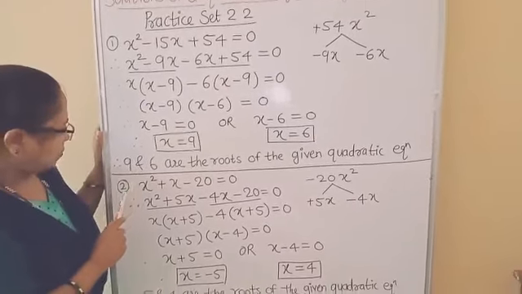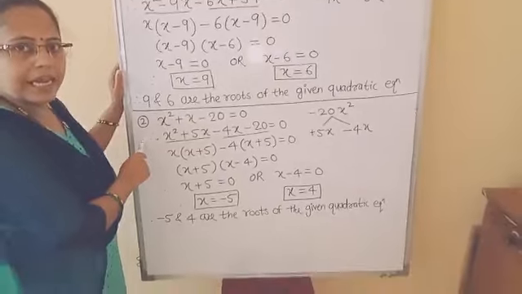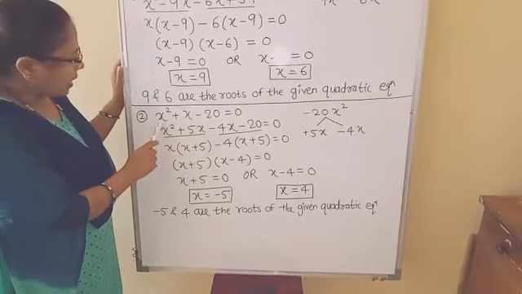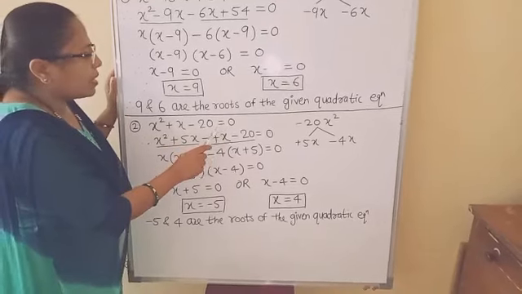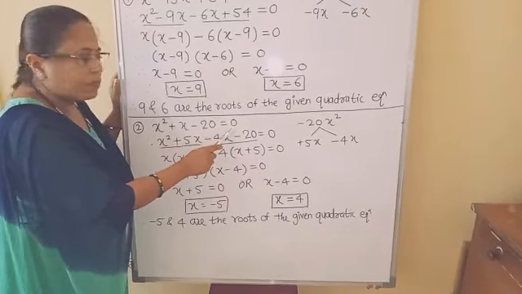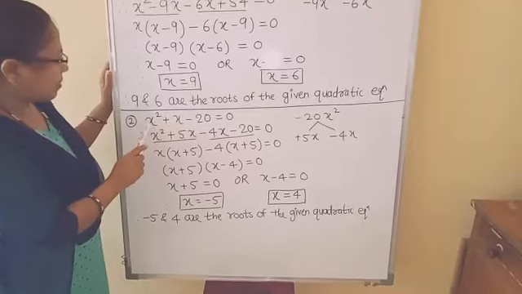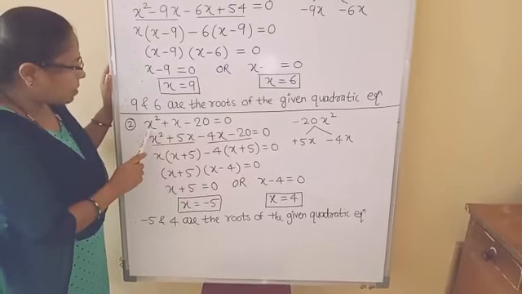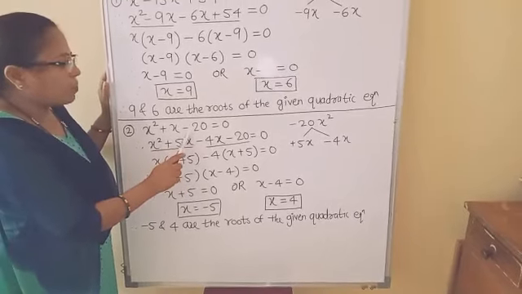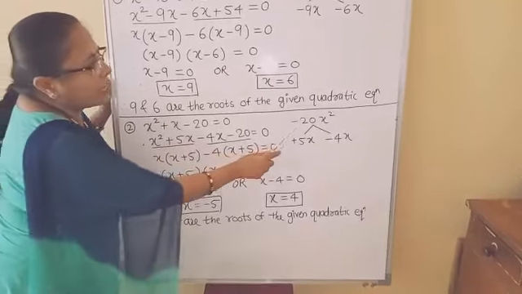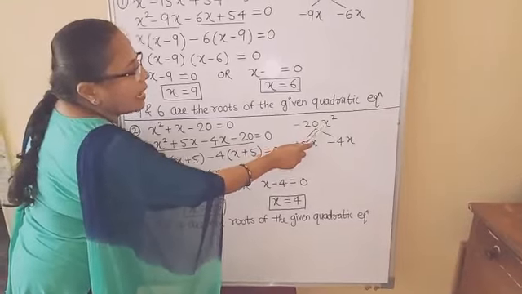Okay. One more example we will see. Second example: x square plus x minus 20 equal to 0. Now, according to our step, first we have to find the product of the first term and third term. x square into minus 20. So the product is minus 20x square.